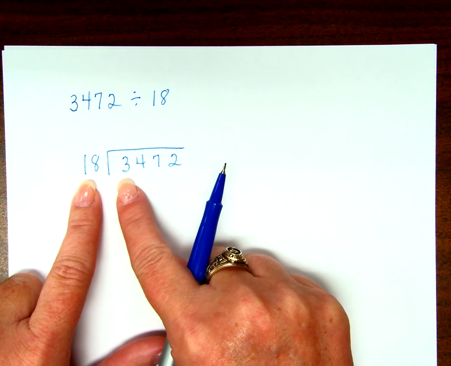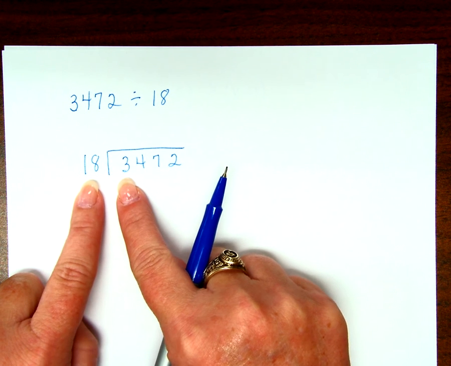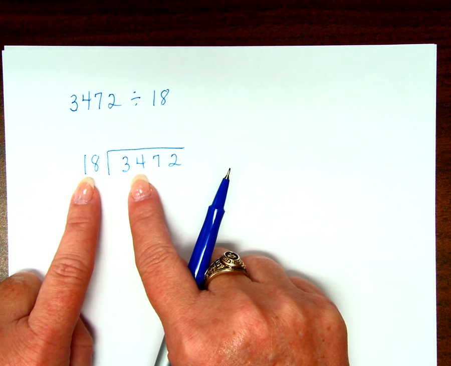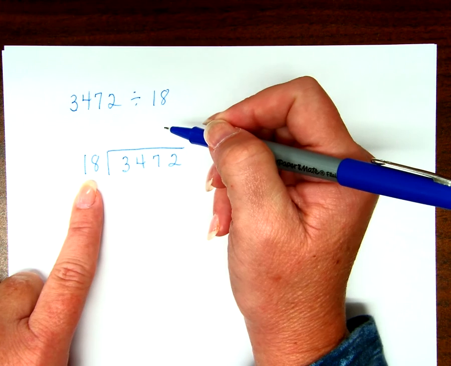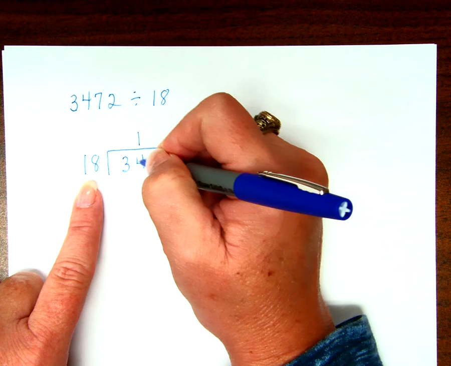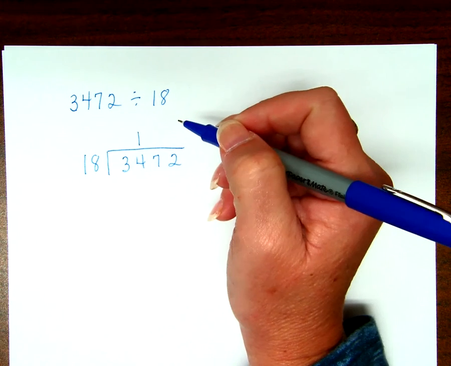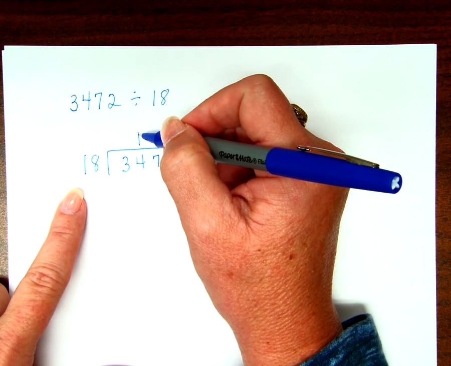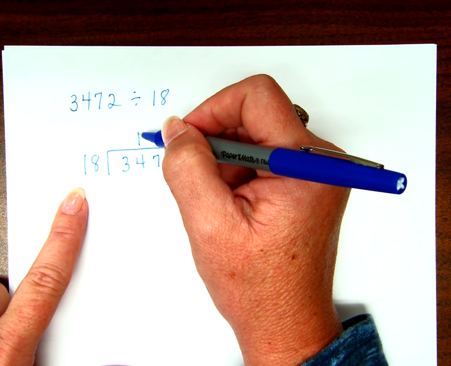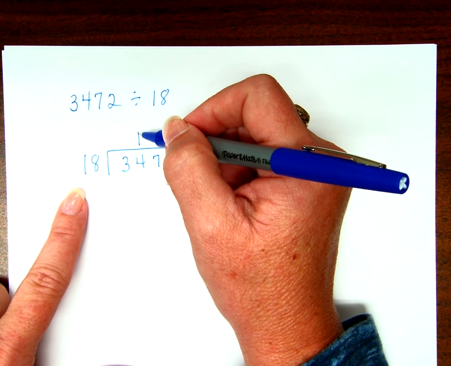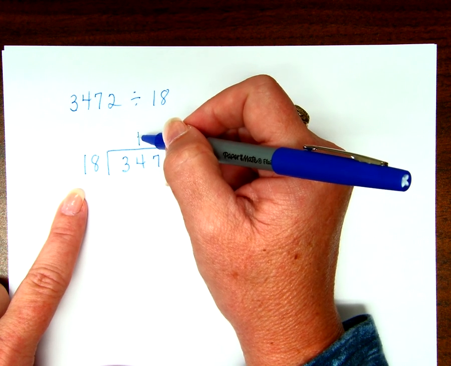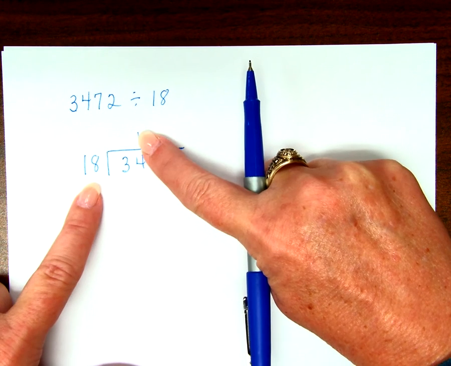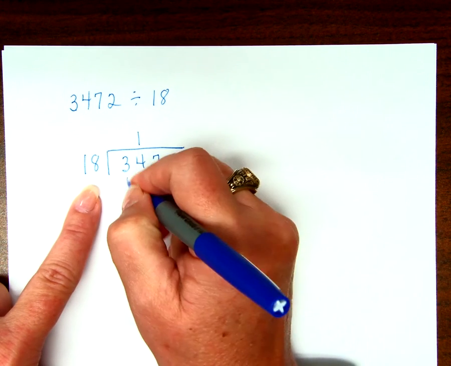So how many times does 18 go into 3? It doesn't, right? So I need to add the next term, right? So how many times does 18 go into 34? Once. So where do I put the 1? Above the 4, because that's the number that it went into, right? The 34. Now what do I do? What do I do first? So where did I get 18? 1 times 18, right? I multiply these two, and I get 18.